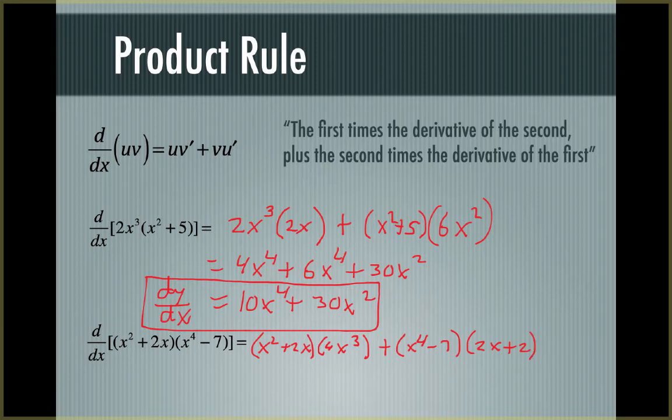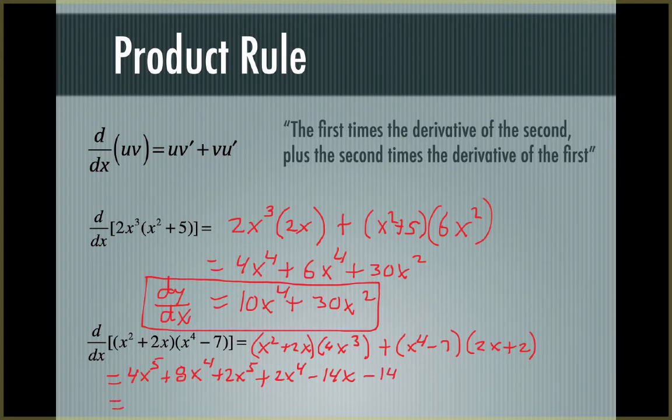We do those power rules. And then we multiply everything together, and we get 4x cubed and x squared is 4x to the 5th. 4x cubed times 2x is 8x to the 4th. Then we do 2x times x to the 4th is 2x to the 5th. And then x to the 4th times 2 is 2x to the 4th. Negative 7 times 2x is negative 14x. Negative 7 times 2 is negative 14.